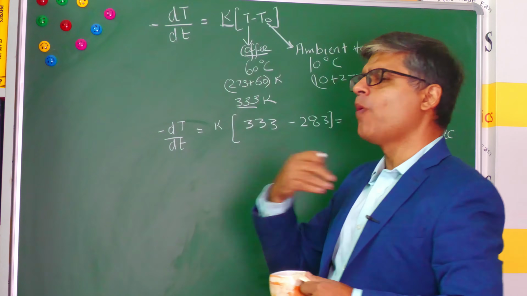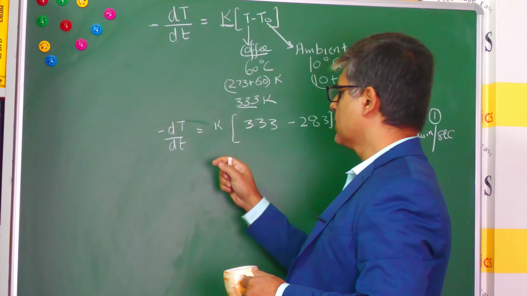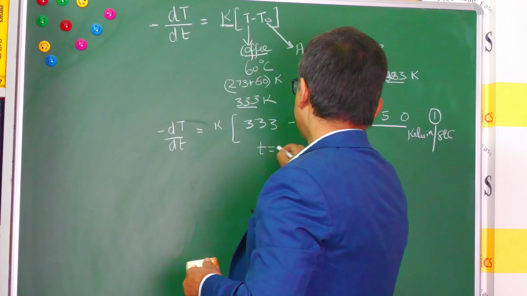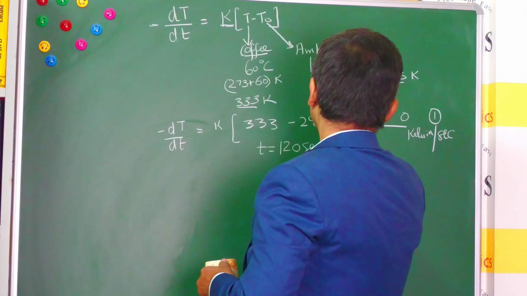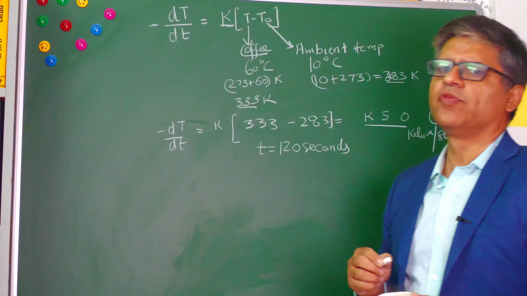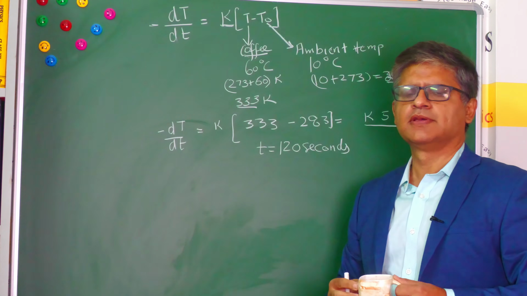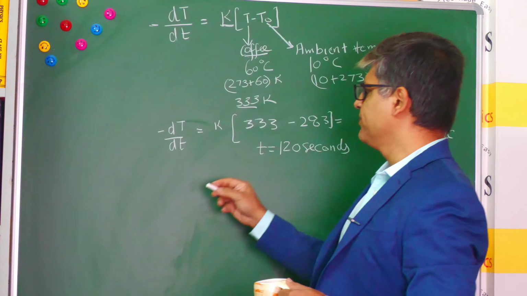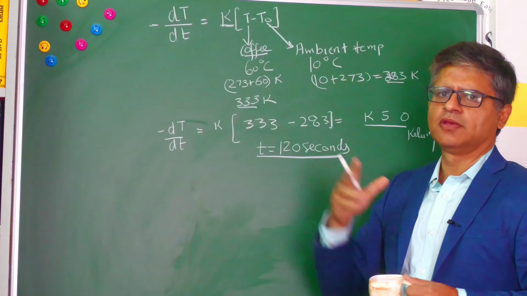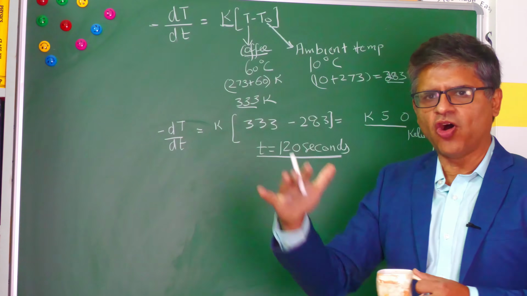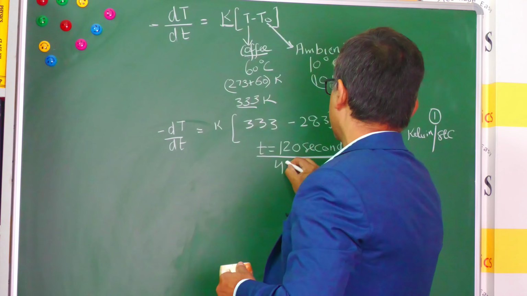Now maybe 2 minutes go by, which means the time now is 120 seconds. I want to find out, after 120 seconds, the rate at which the coffee is cooling. So let's say after 120 seconds, the temperature of the coffee, instead of 60 degrees, has fallen and is getting colder, to 40 degrees centigrade.